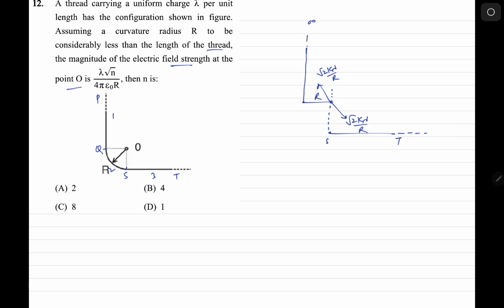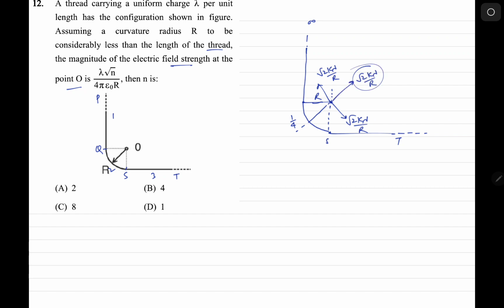Resultant of the perpendicular and the parallel components. So that's how it goes. And now there's a curved wire, which is a quarter wire, which again produces an electric field symmetrically in this direction. That is again root 2 k lambda by R.